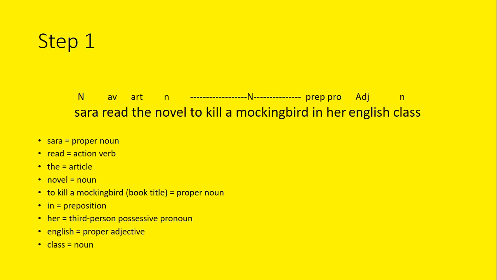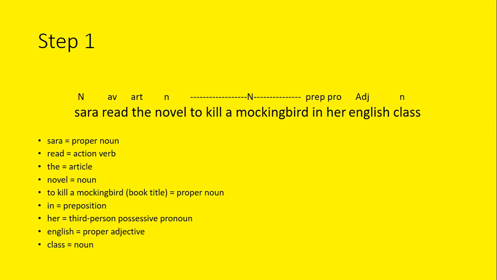Her is a possessive pronoun, and so you can see it's a third person possessive pronoun if you look in your notes. So you'll label her as a pronoun. It's her English or Sarah's English class. English is a proper adjective. It's describing the type of class she's in. It's not a noun, it's an adjective. And then class is, again, a thing, so that's a noun. And again, at this point, if you don't have all those things labeled, then go ahead and pause the video so you can get them all labeled.